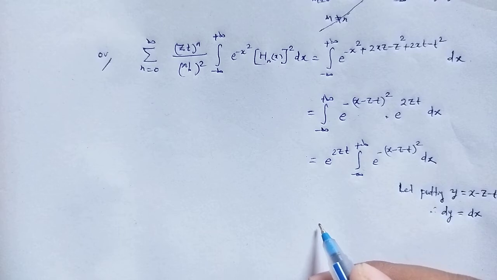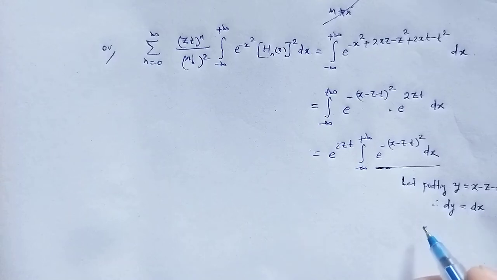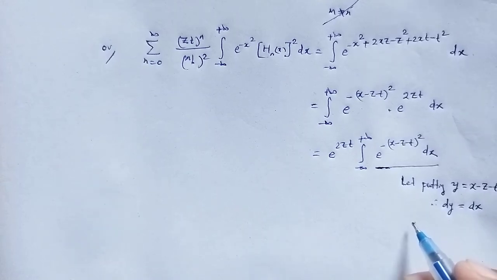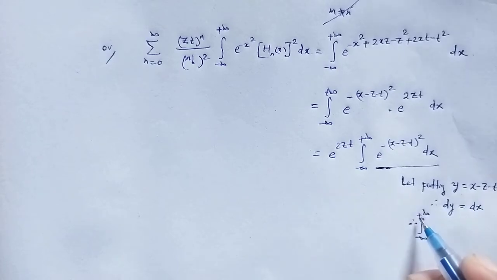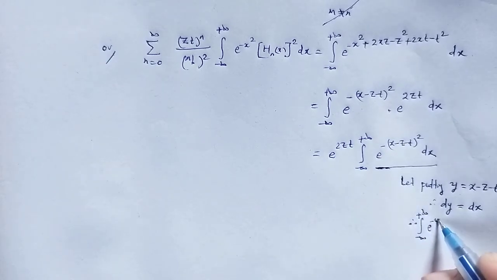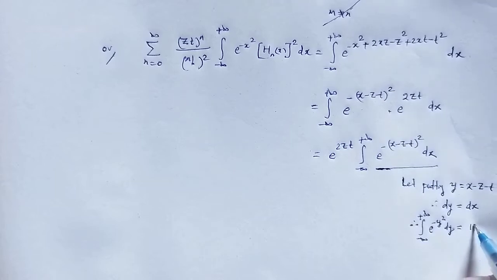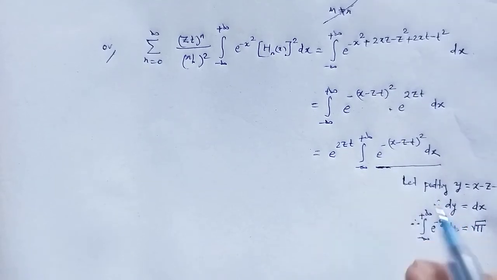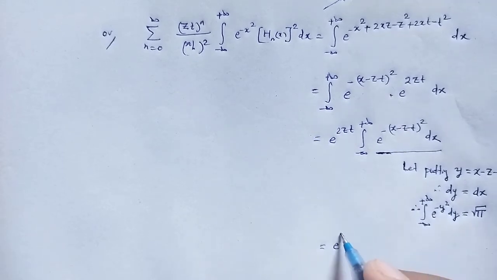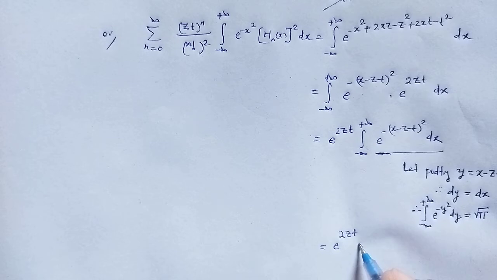Therefore we can write here, that particular integral will be changed to integration from minus infinity to plus infinity e to the power minus y square dy. The value of this integral will be root pi. Now we substitute it here, it is equal to e to the power 2zt into root pi.